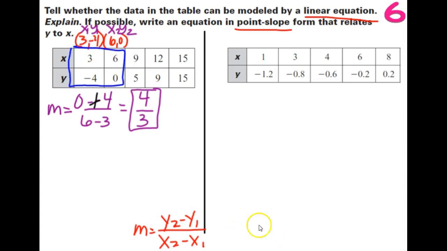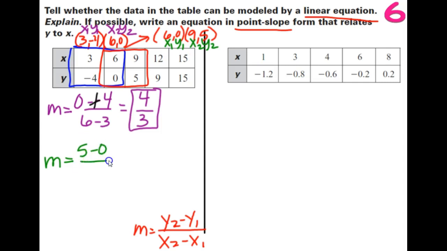I'm now going to just pick the next two, or these two. I also like this one here because it has 0. So I'm going to list these points out. I'm just going to put them over here. This one is 6, 0, and this one is 9, 5. So these are my points, x1, y1 first point, x2, y2 second point, and let's plug them in. So y2 minus y1, we have 5 minus 0. And then x2 minus x1, we have 9 minus 6.